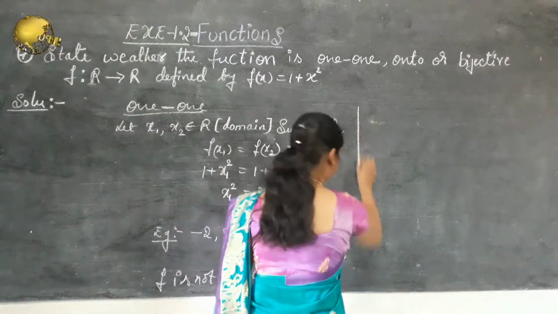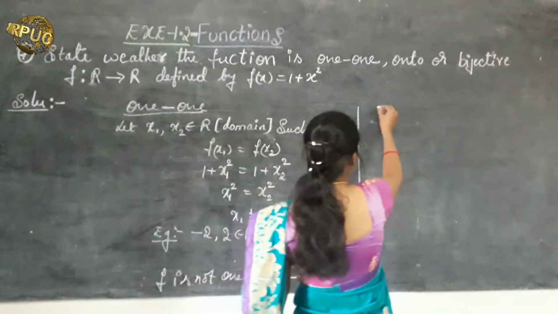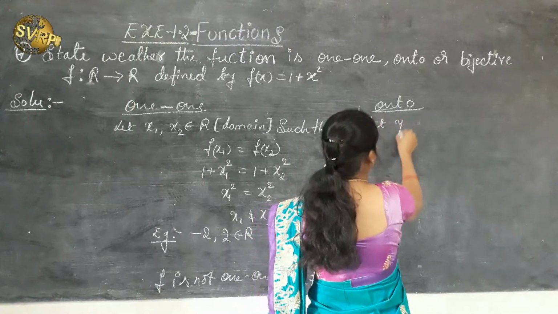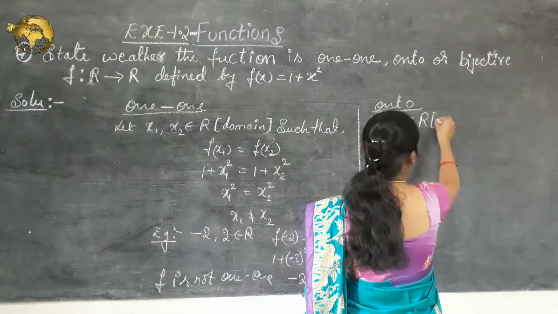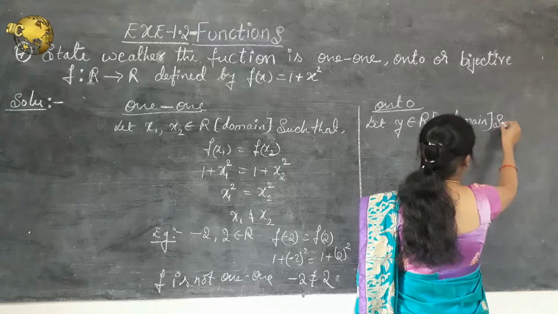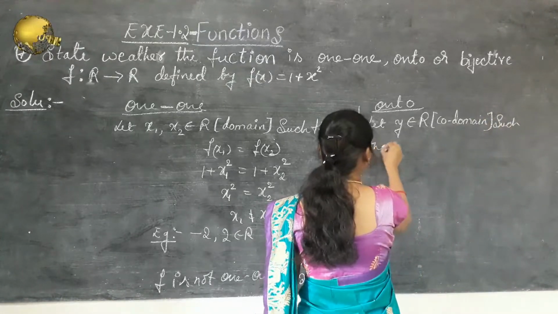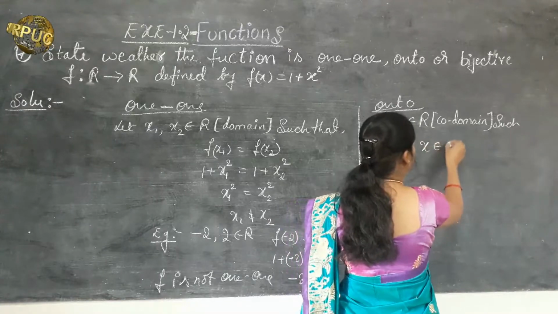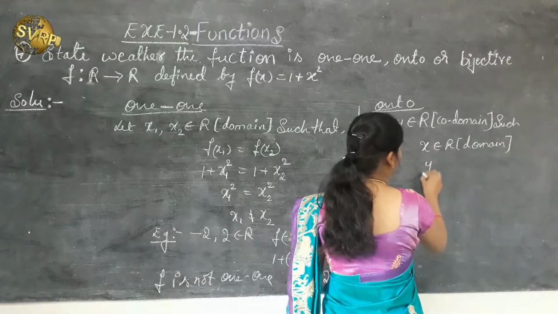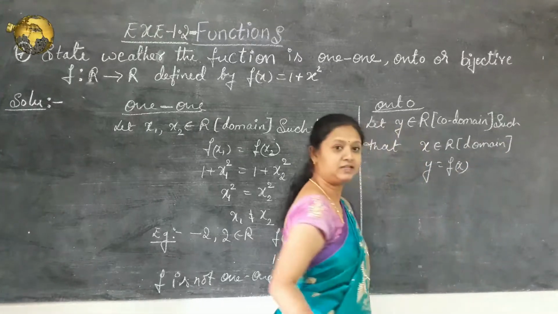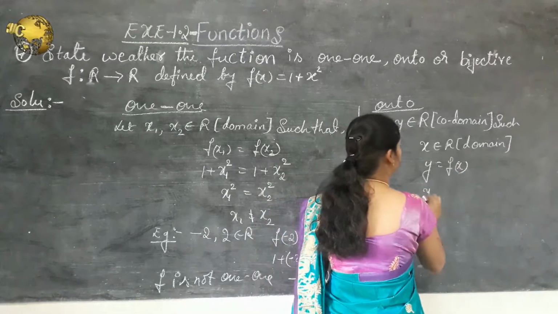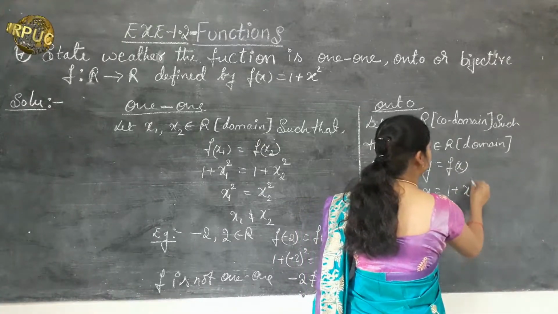Okay. Let us see whether the function is onto or not. Onto function. Same procedure. I will consider an element y in the codomain such that there exists an x belongs to R, that means in the domain, that is y is equal to f of x, correct? There exists an element x in the domain for which the function will be equal to y. So what is y? y is equal to 1 plus x square, correct?